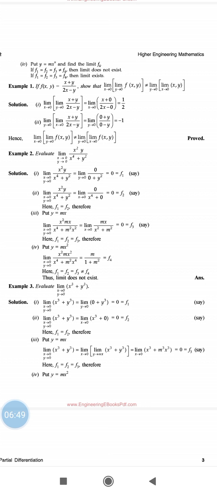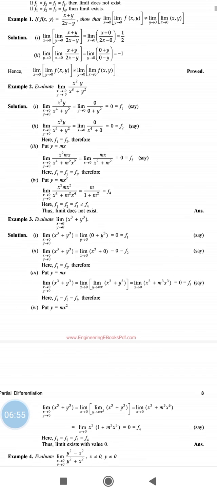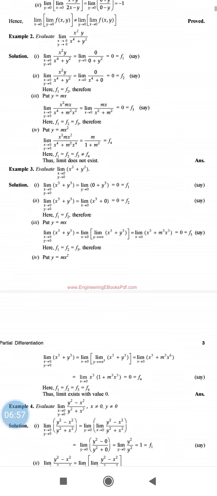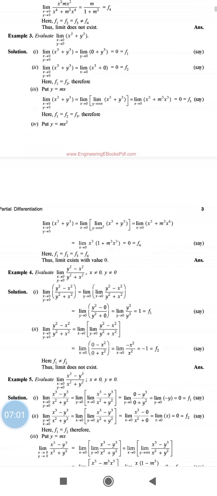Let us move on to the third example. Limit x tending to 0, y tending to 0, x cube plus y cube. Similarly, you can prove this. You have to give y equal to mx square, then only we get the answer. Similar problems are there. You can do it for practice.